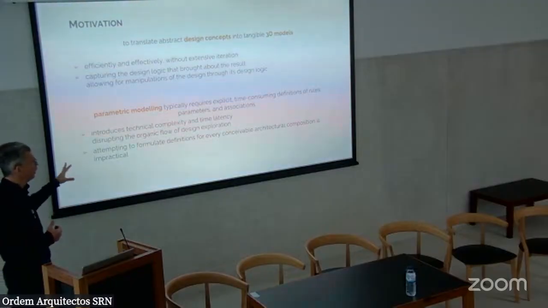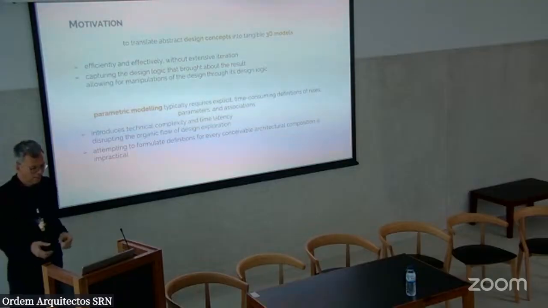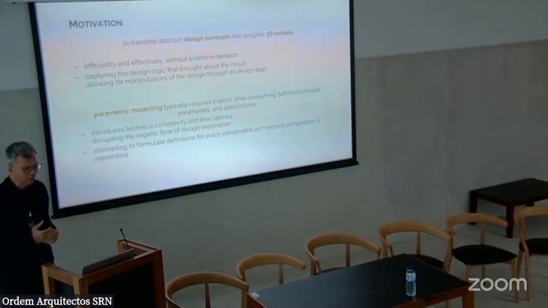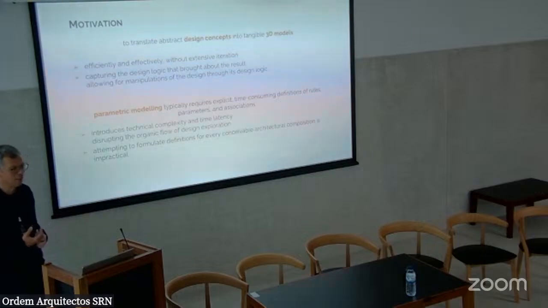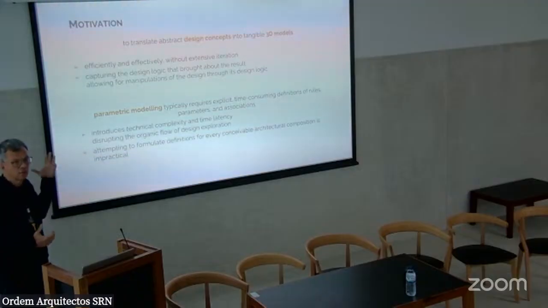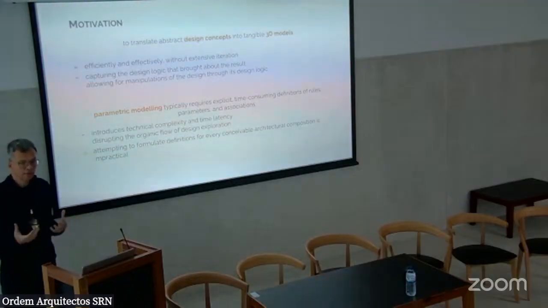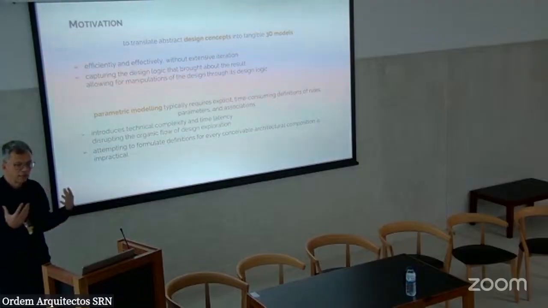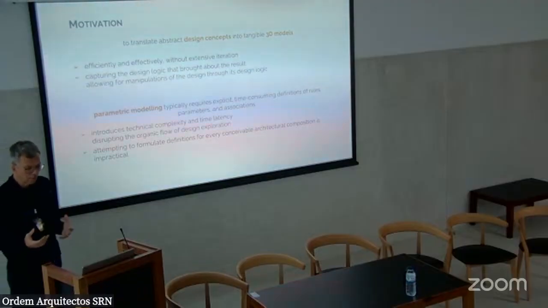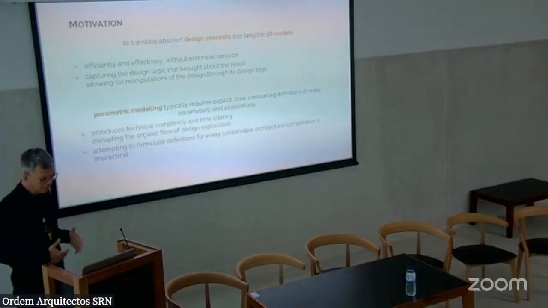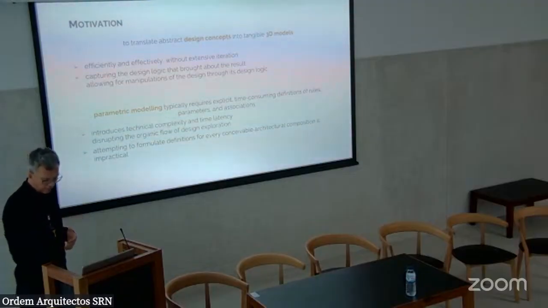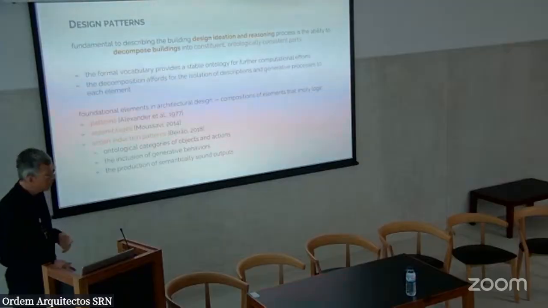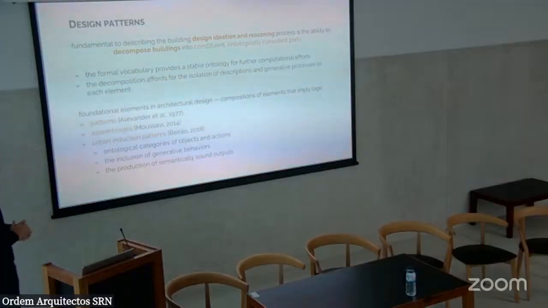And the alternative to consider, definitions for every conceivable architecture composition, of course, is not realistic. So our idea is basically to use AI to be able to generate, for example, a parametric model that can contain some of the design logic in such a way that it can be done quickly. And so this integrates well into the design workflow. Now, how to do that?